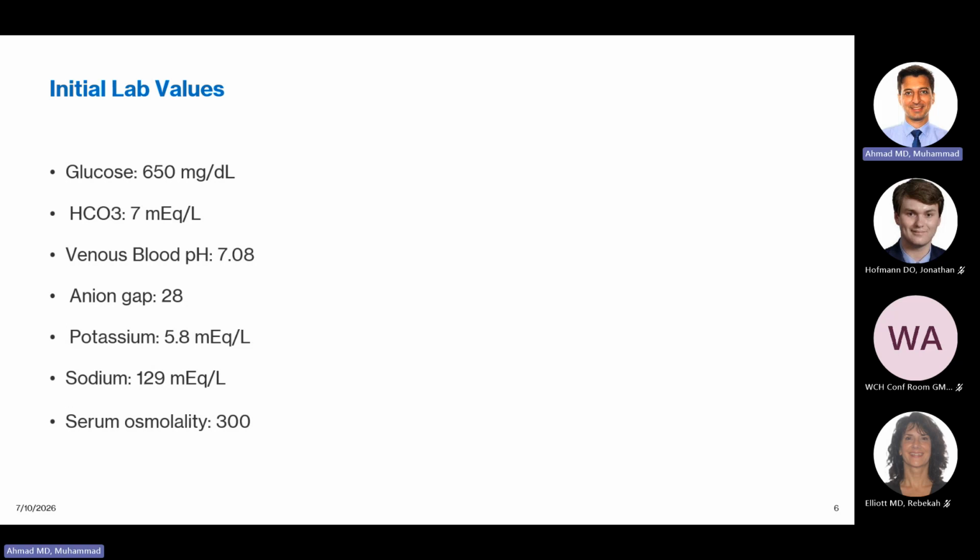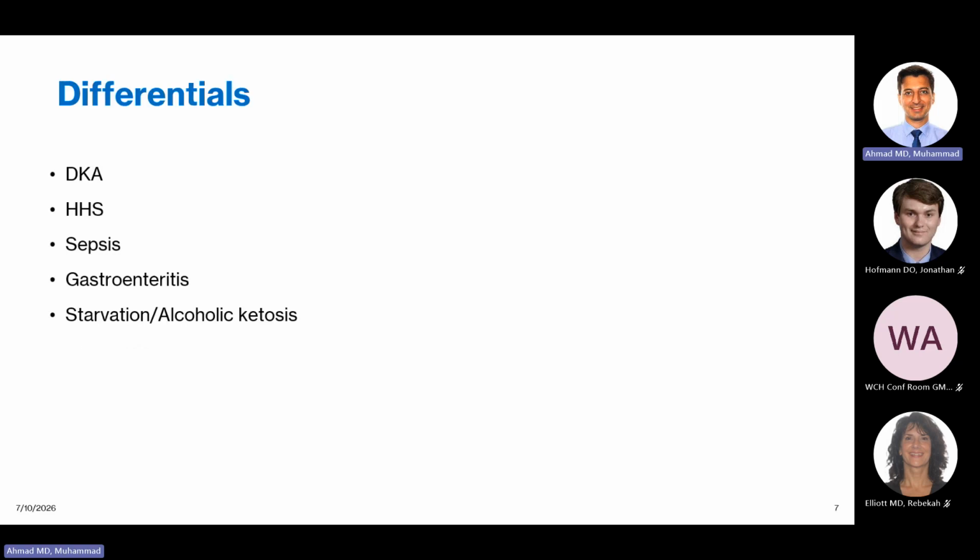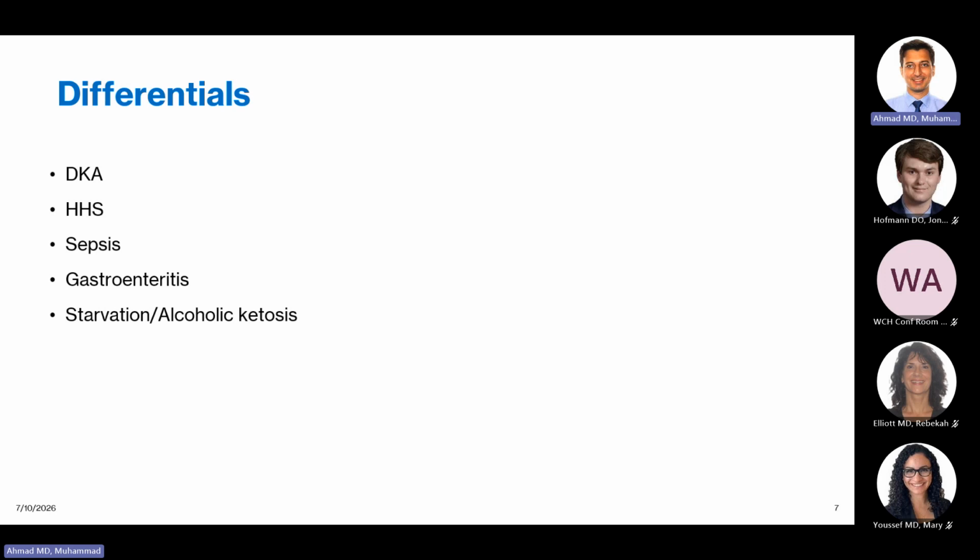So these are the topmost differentials: diabetic ketoacidosis, hyperosmolar hyperglycemic state, patient could be septic, maybe because of pneumonia or infection, gastroenteritis, and maybe starvation ketosis. Now we need to know how to differentiate these conditions, because these are the conditions that can present like that, but with a little bit of changes.